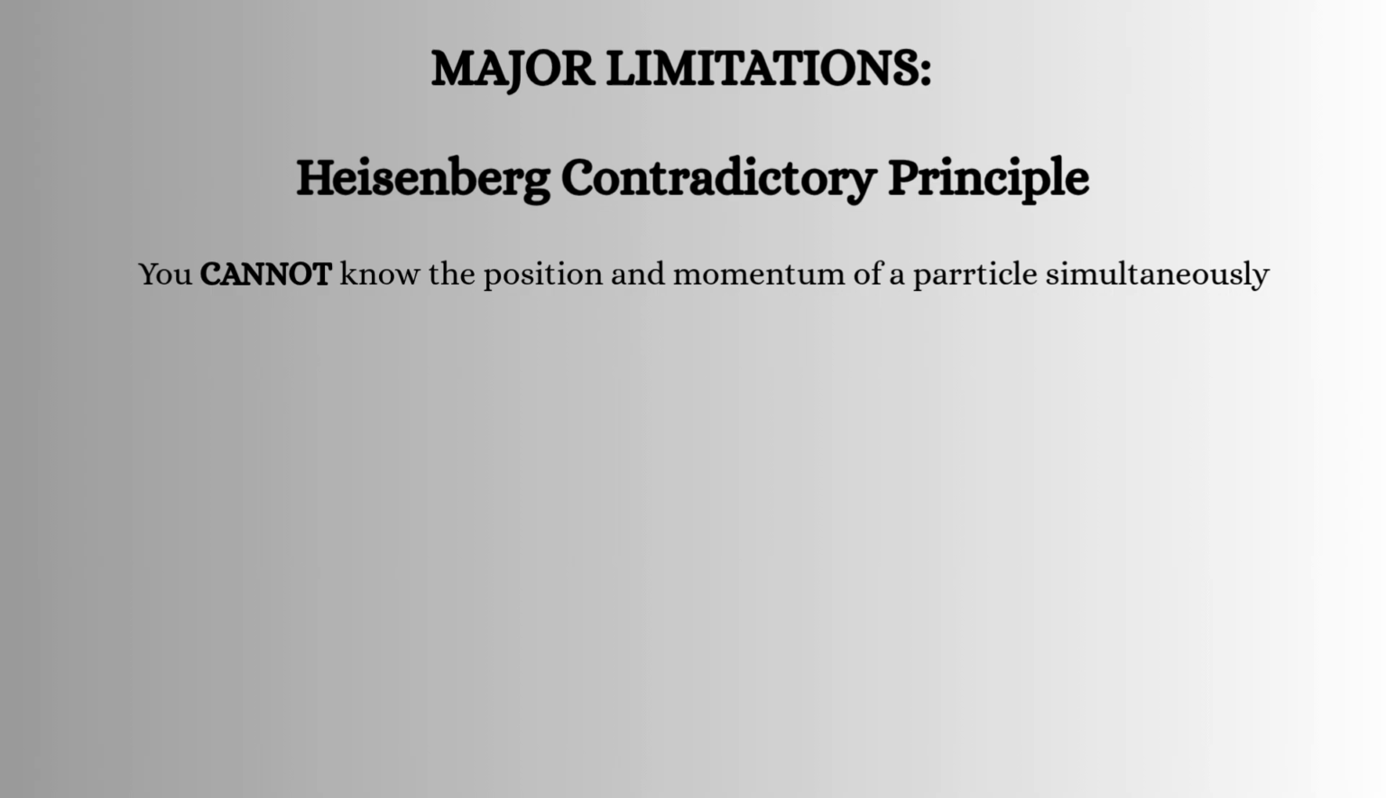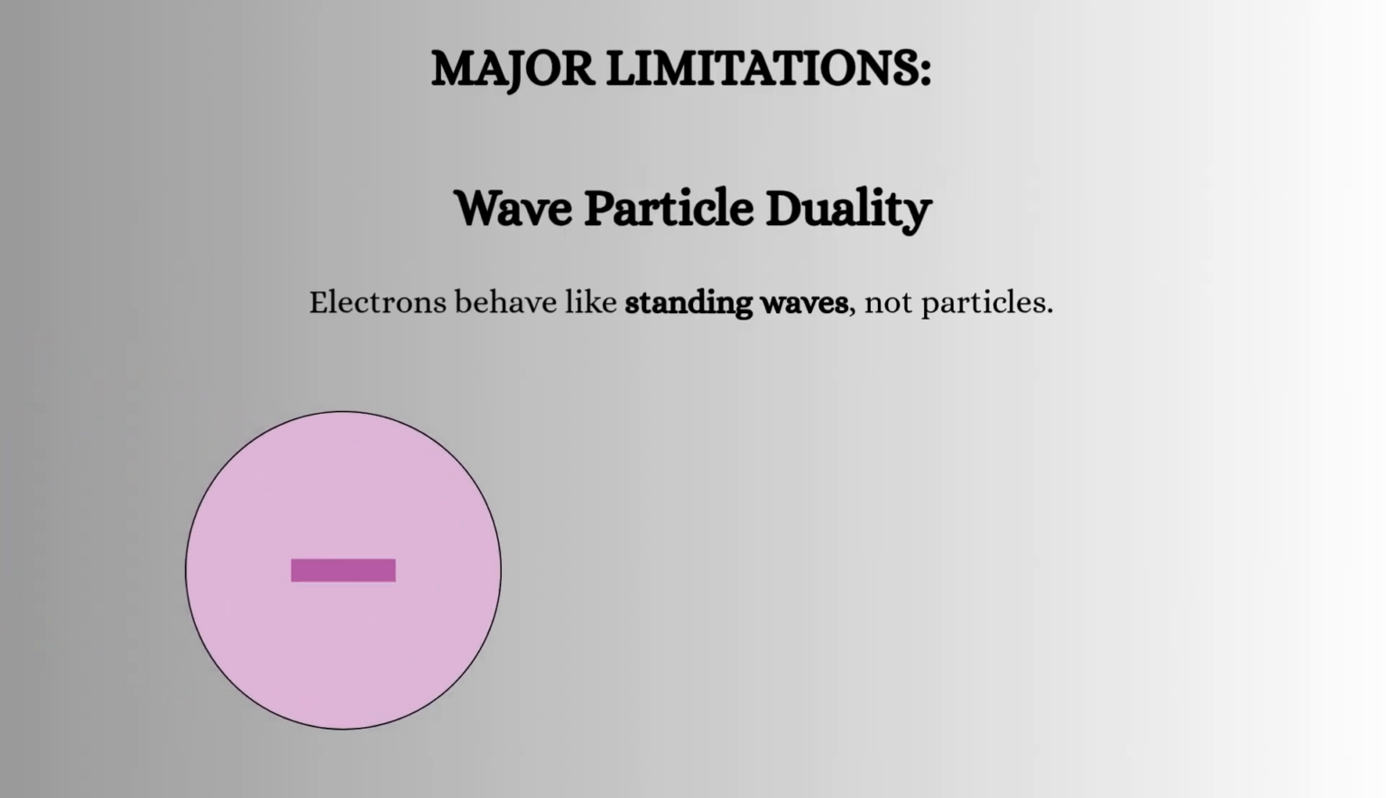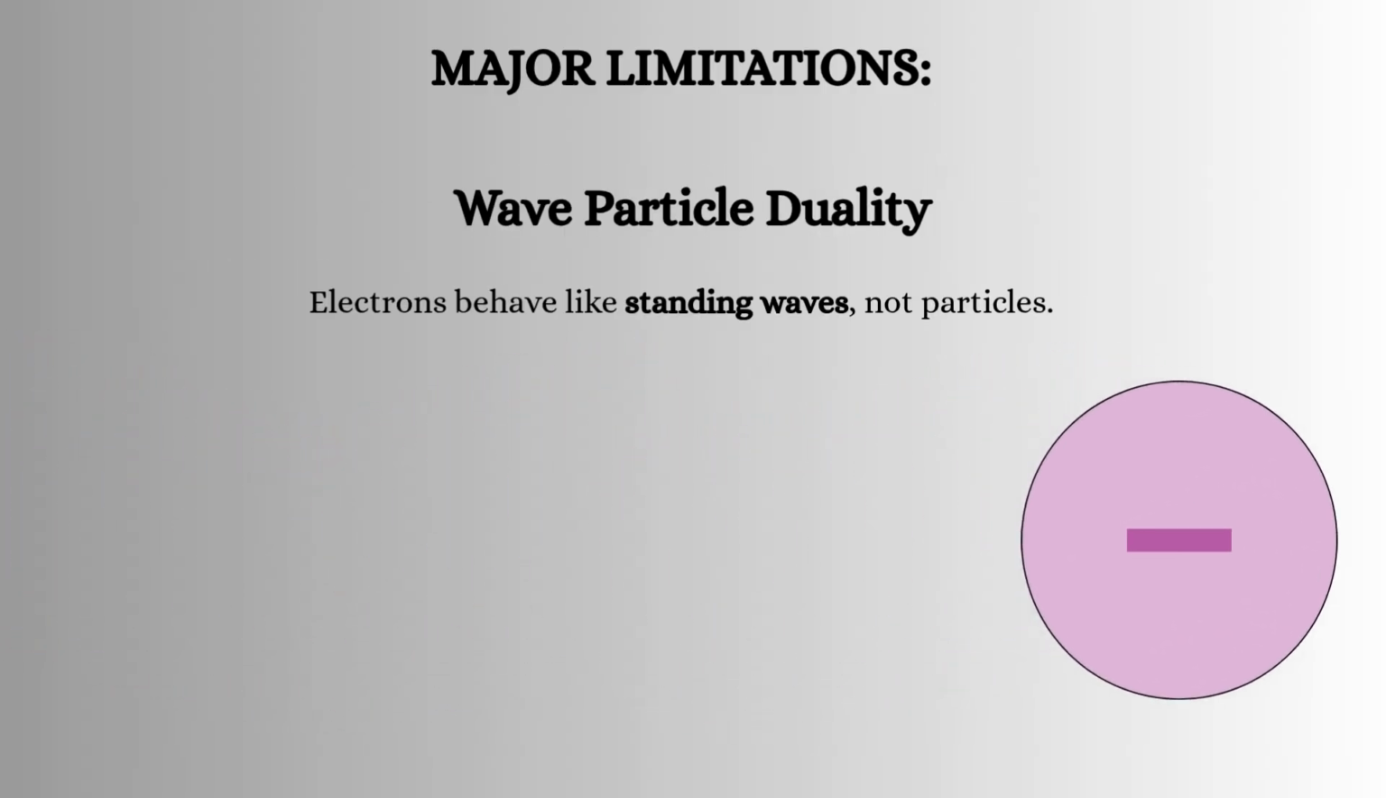This model was good for explaining atomic energy levels, but has since been replaced by further researched quantum mechanics because of its limitations. The major limitations were the Heisenberg contradiction, where Bohr claimed you could know electrons' momentum and position at the same time when that's scientifically not possible. It also ignores wave-particle duality by making electrons travel like particles in a trajectory and not like standing waves.